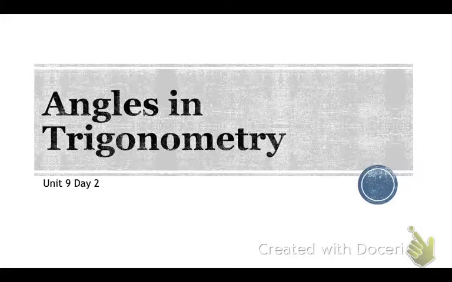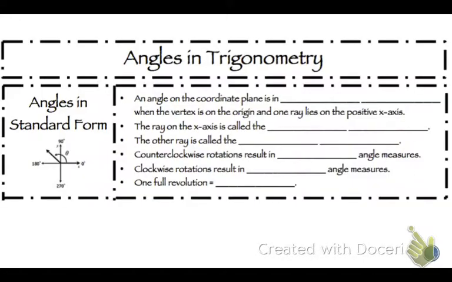All right, 9.2, angles in trigonometry. So an angle on the coordinate plane is in standard form when the vertex is on the origin and one ray lies on the positive x-axis. So that's like the right side. So that's right here, this one right there.